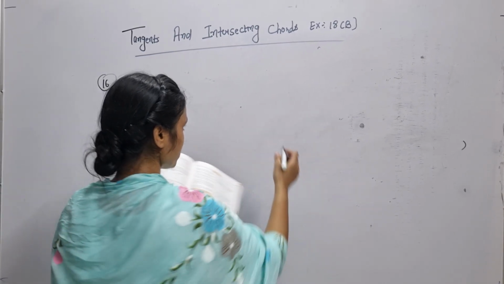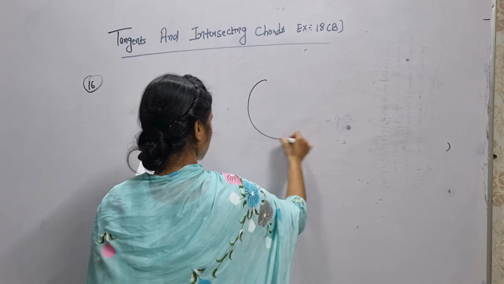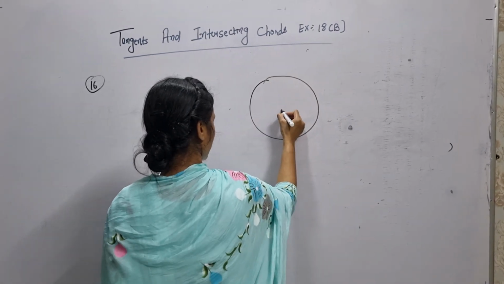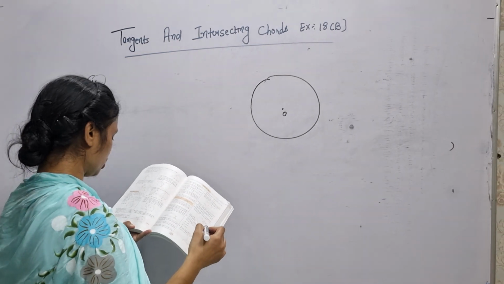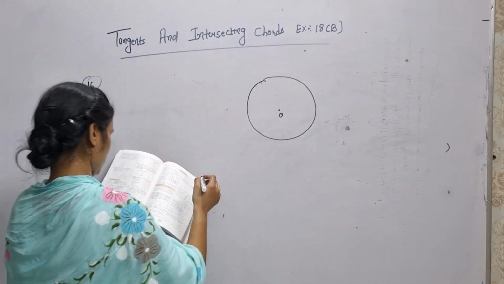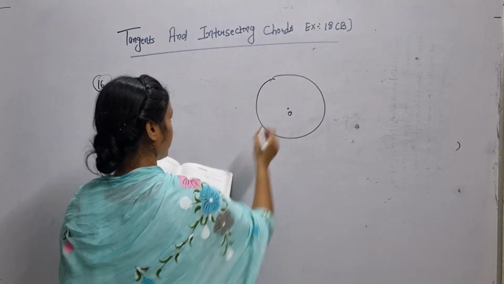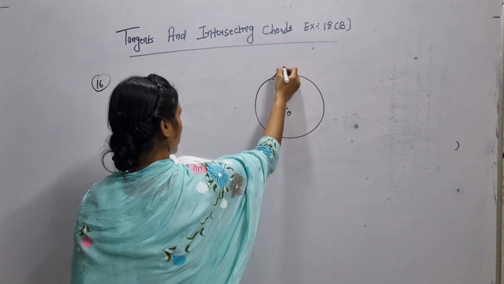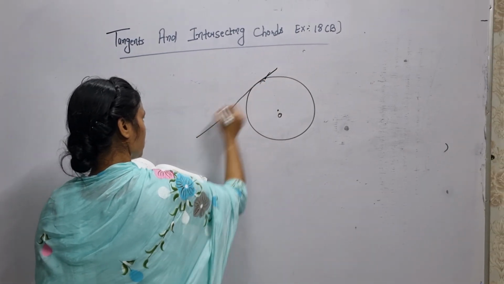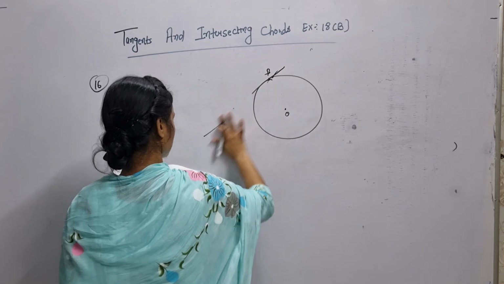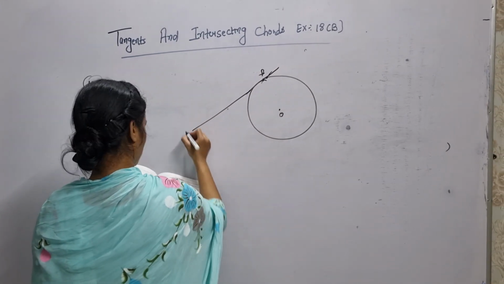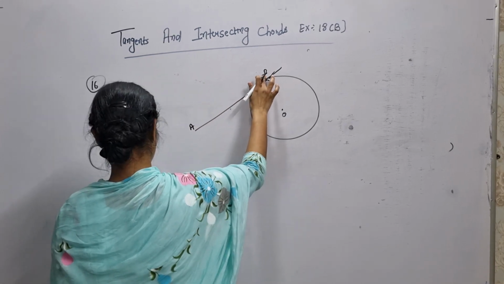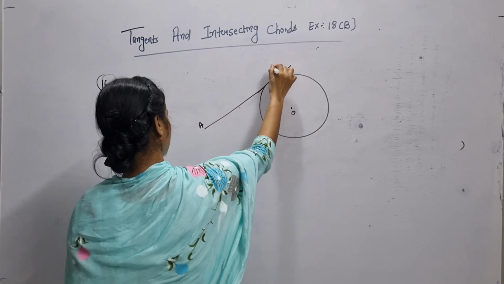O is the center of the circle. The circle is given and O is the center of the circle. AB is the tangent. The figure is given to you. Tangent at B. Suppose here is a point B. This is the tangent. AB is a tangent at B.